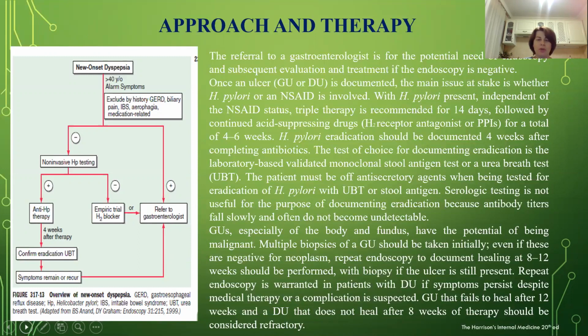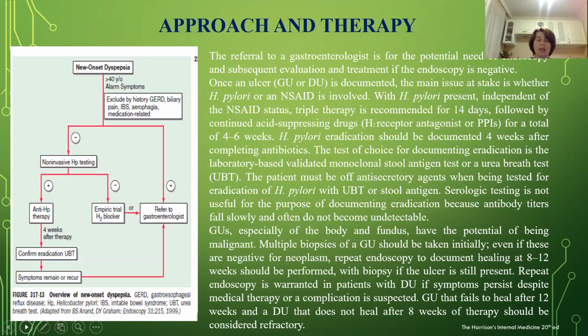The test of choice for documenting eradication is a laboratory-based validated monoclonal stool antigen test or urea breath test. The patient must be off anti-secretory agents when being tested for eradication of Helicobacter pylori with urea breath test or stool antigen. Serologic testing is not useful for documenting eradication because antibody titers fall slowly and often do not become undetectable. Gastric ulcers, especially of the body and the fundus, have a potential of being malignant.